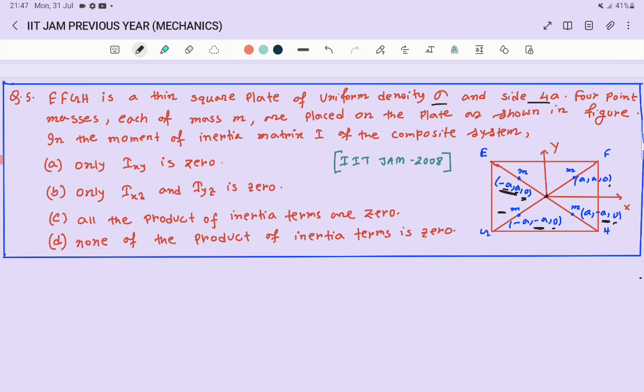Now let us discuss the previous year questions based on IIT JAM Physics. In the last class we discussed 4 questions. Now let us continue our discussion from question number 5.